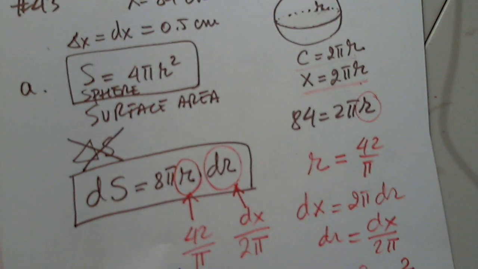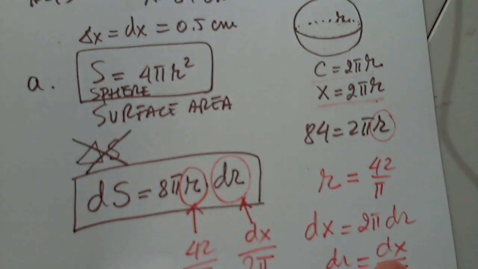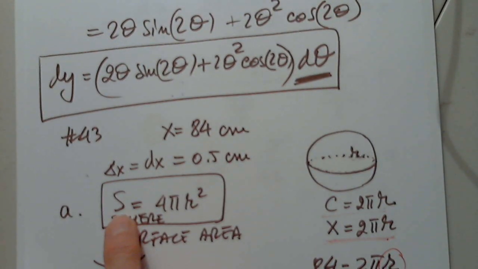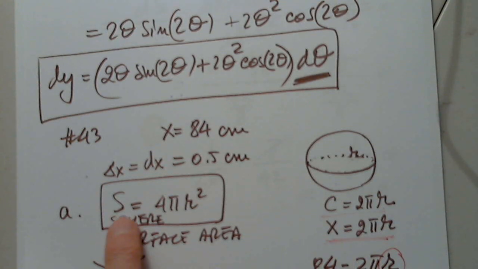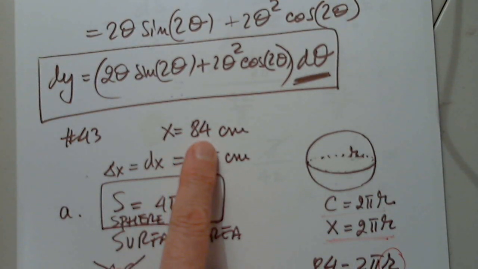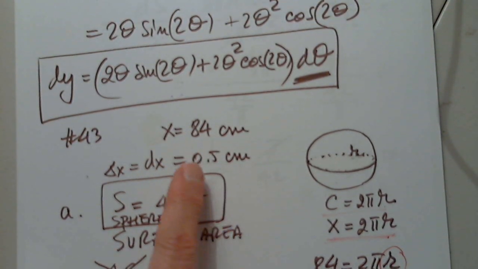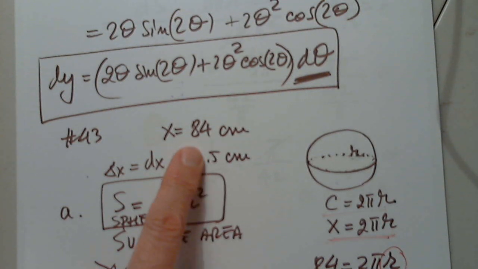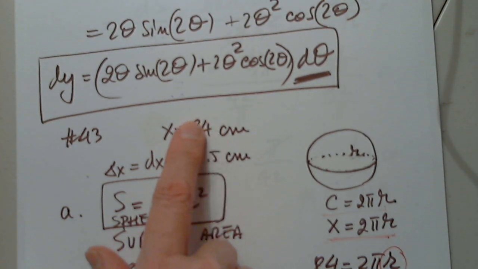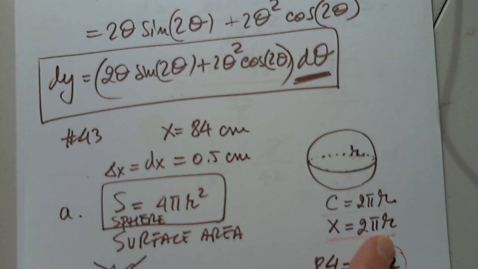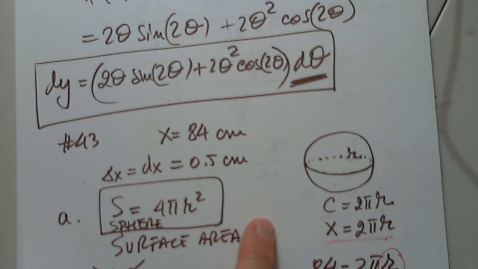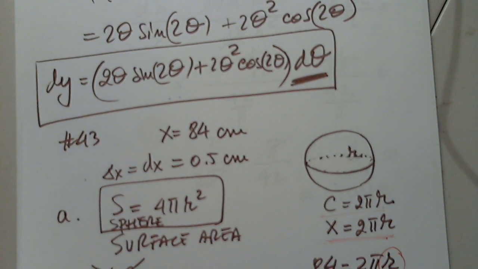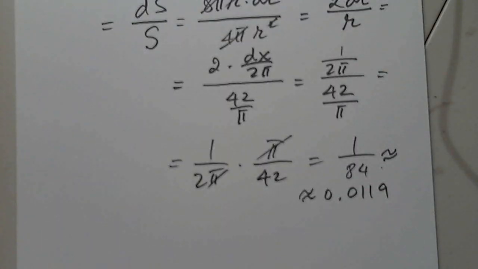Could I have determined the exact? Yes, I can. So I'll find the radius for 84 centimeters, and then I'll find the radius for 84 plus 0.5 circumference, find the radius for that, and then subtract. It would have been more difficult to do that, but yes, I can. I wasn't asked to do that. I was asked to find the approximate.